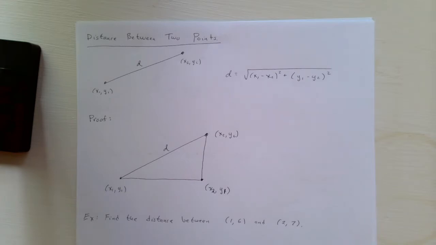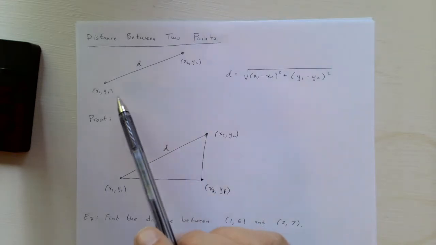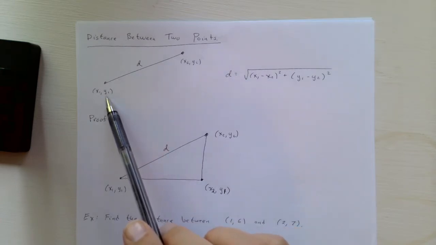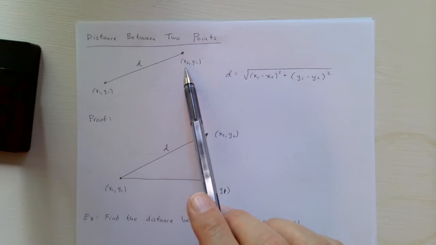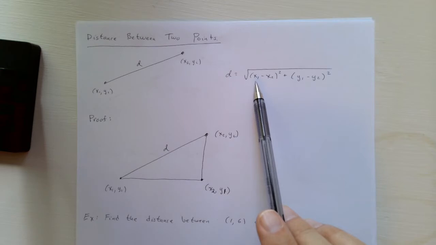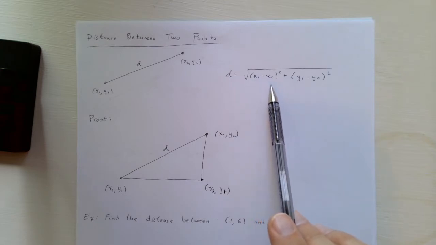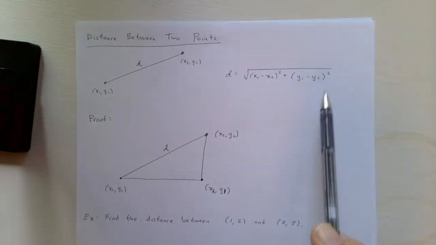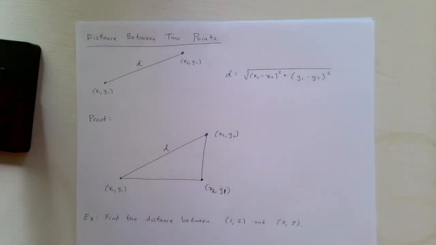So what I want to show you is the distance formula. The distance from point (x1, y1) to a point (x2, y2) in the plane is the square root of the square of x1 minus x2 plus the square of y1 minus y2. Okay, and of course that's all under a square root. And we're going to see where this comes from. It comes from the Pythagorean theorem, of course.